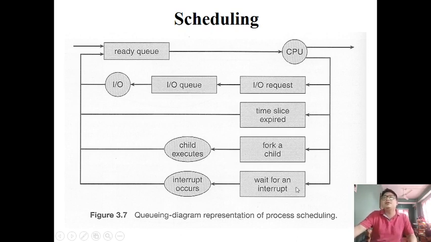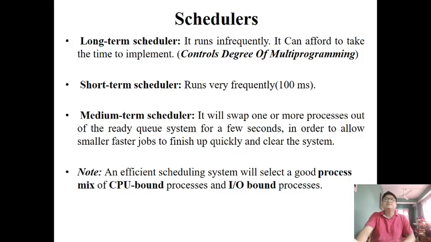Another scenario is that an interrupt may occur. These are the various kinds of scenarios that may happen during the execution of any process, and this is how we represent them in the form of the queuing diagram.